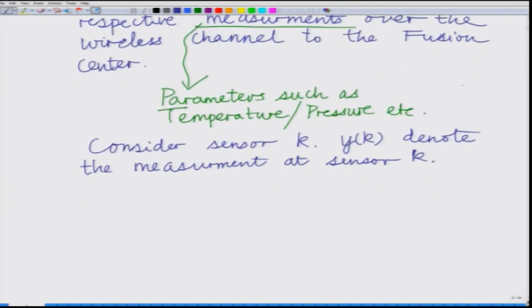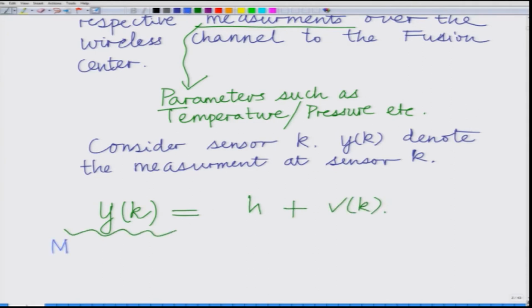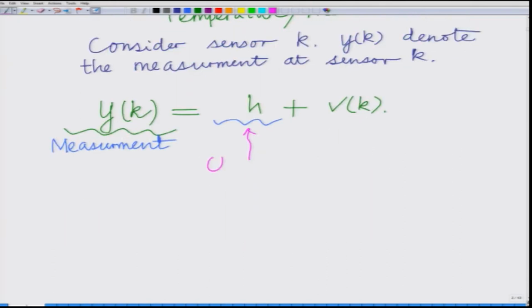Now, Yk can be modeled as follows. This is a simple model that is frequently employed to model this measurement process: Yk equals h plus Vk. I am going to explain these terms subsequently. Here, Yk, as we have mentioned, is the measurement at sensor k. This h is the parameter we are trying to measure, such as your temperature or pressure. This is the quantity that you are trying to measure or basically estimate.